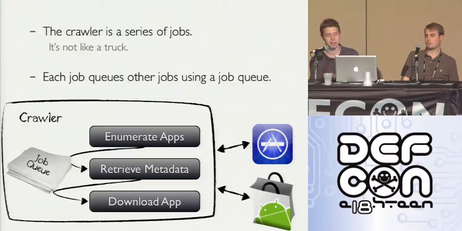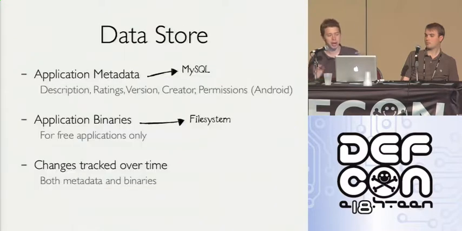Page, we download the application. And we do this through a distributed job queue, and everyone's happy. So the data store, we are storing all of the application metadata. Specifically, this might be description, ratings, version, so on and so forth. And we're actually tracking changes over time.